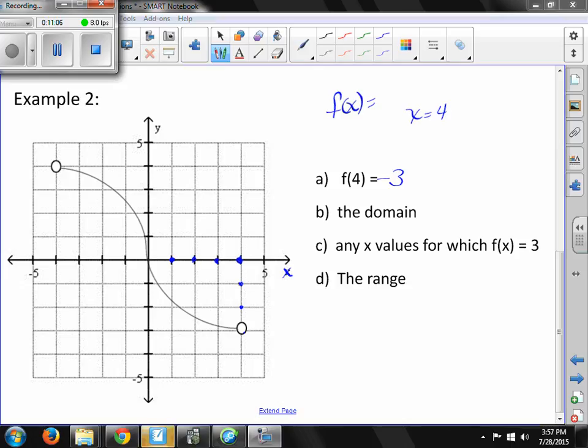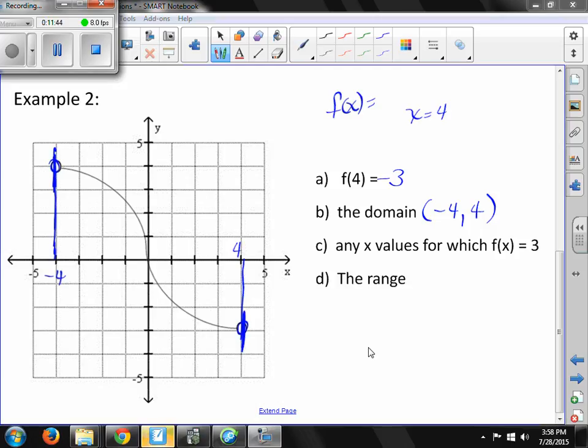The domain, how far left, how far right. Let me do some erasing here. How far left does this go? It goes all the way back to there. How far right does it go? It goes all the way to there. So the graph is cooped in between -4 and +4. It goes from -4 to +4. It does not include the point -4 because there's an open circle there. It does not include the point +4. There's an open circle there, hence there will be parentheses around each one.